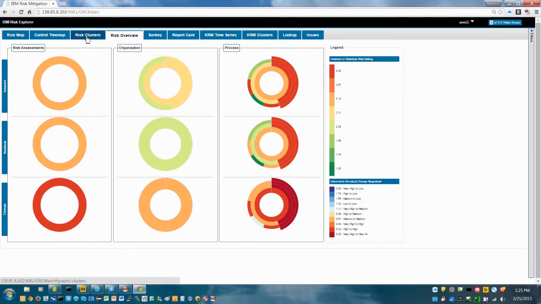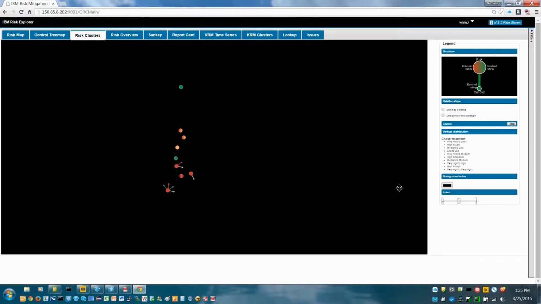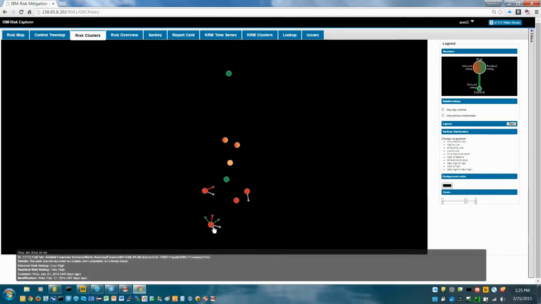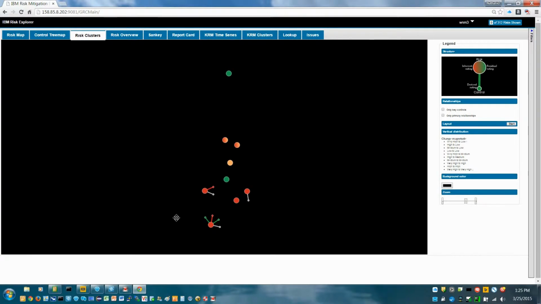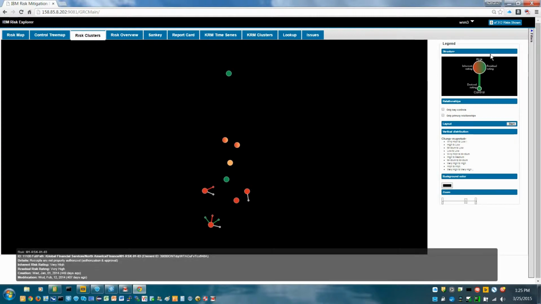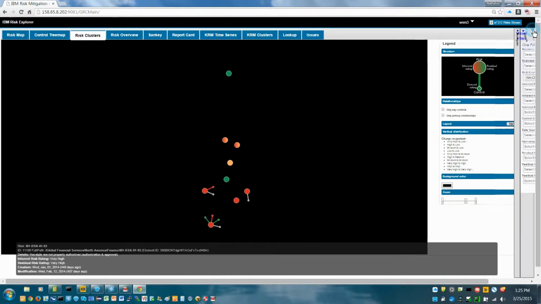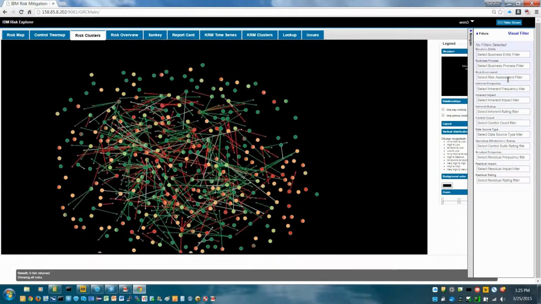If we want to take a look at these risks in a different format, we can move to risk clusters. Here, each of the circles represents a risk, and strung off of those risks are the controls. Remember the one risk that had the 4 controls associated with it, where 2 were ineffective, 1 was effective, and 1 was not determined? That's what these smaller circles are that are strung off of that risk. The colors of the risks reflect their inherent risk rating on the left side and their residual risk rating on the right side.